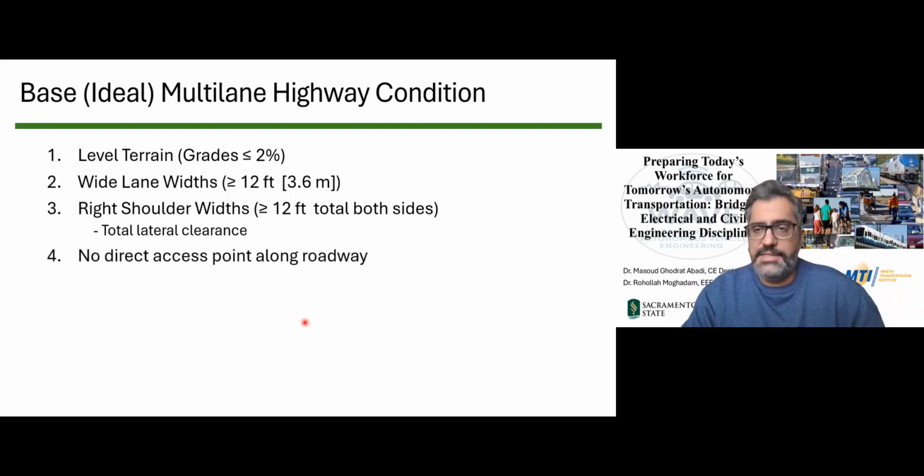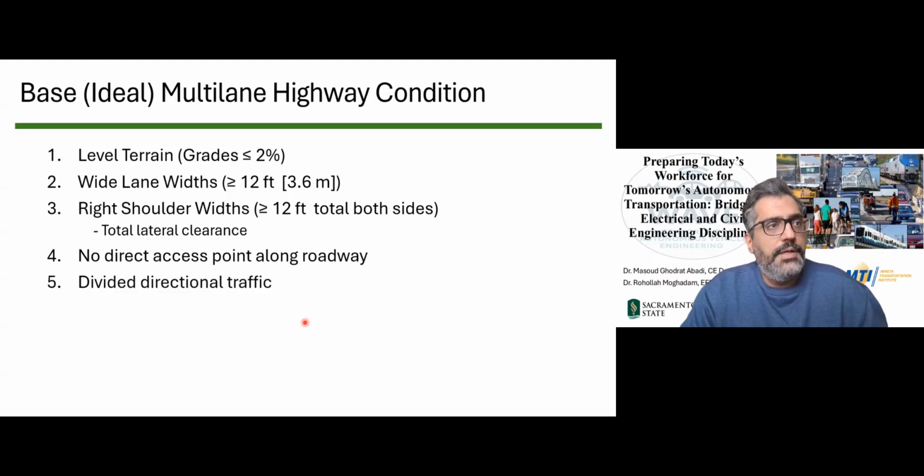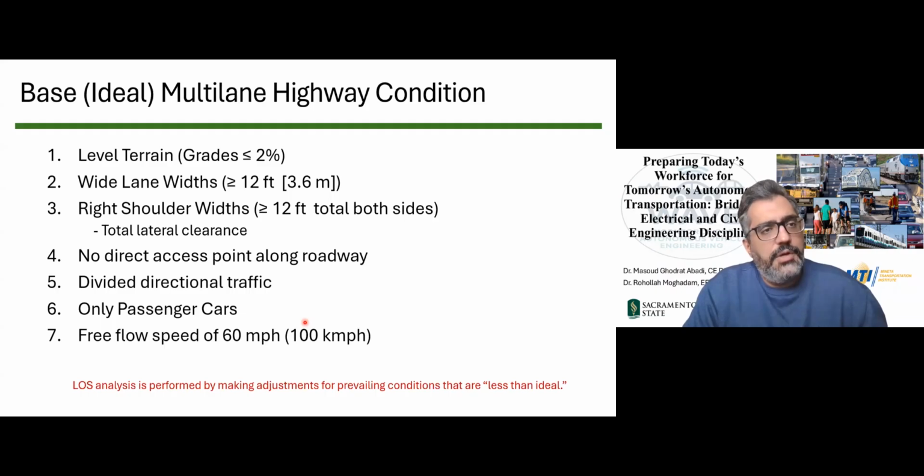There is no direct access points along the roadway. For multi-lane highways, access points could happen at grade. That's why we call them access points, versus what we call in freeways, ramp density. Here, it could be access points. Ideal situation, no access points. As we get more and more access points per mile, it will lower the speed. Divided directional traffic, ideal situation. Only passenger cars, no trucks, and a good, high free flow speed of 60 miles per hour.